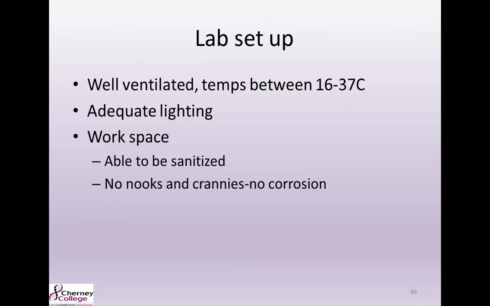Some items to consider with lab setup. You're going to want to make sure your lab is well ventilated. Ideal temperatures are going to be between 16 and 37 Celsius. Obviously, you're going to want adequate lighting for reading and interpreting samples. You're going to want a good workspace that's able to be sanitized. No nooks, no crannies, no corrosion. You don't want any bacterial niches to form. You want to make sure that everything is able to be sanitized.